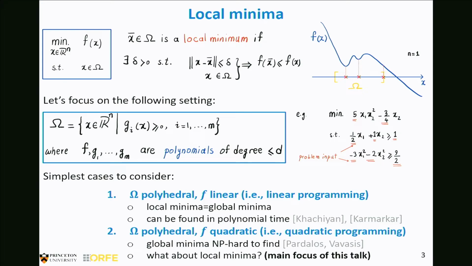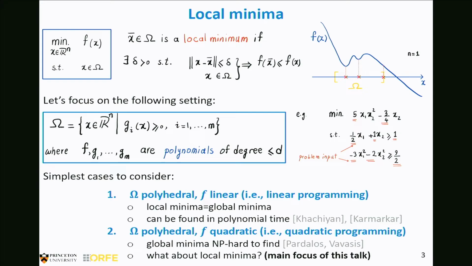So the first interesting case already appears where I keep the feasible set polyhedral. So all the g_i's are still affine polynomials. But the degree of f goes up by 1, and this becomes a quadratic program. Right? And it's well known that already when your quadratic function has a matrix with one negative eigenvalue, global minima are NP-hard to find.